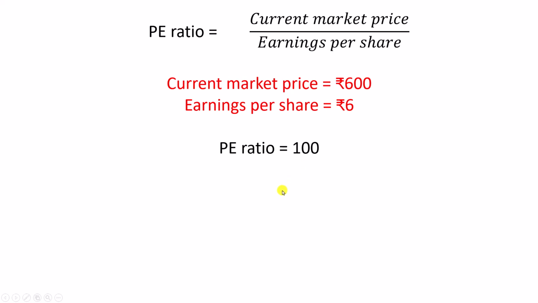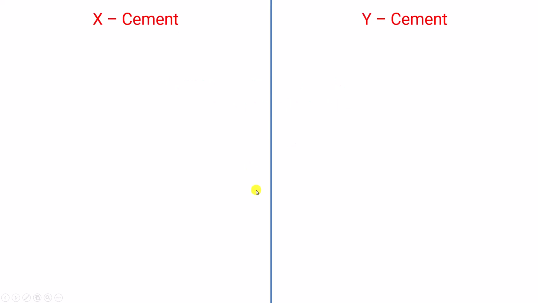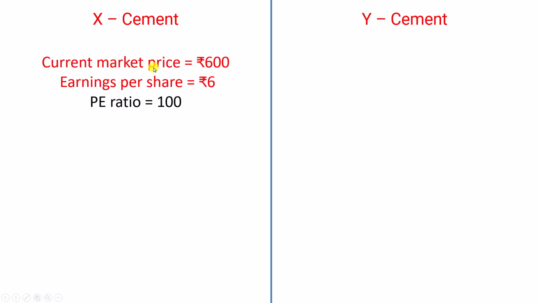Now, let us take a situation and try to understand PE ratio better. Let us say that we are comparing two companies, company X and company Y. And both companies are manufacturers of cement. Now let us say that the current market price of company X is 600 rupees and earnings per share is 6 rupees. So 600 by 6 gives you 100 and this would be the PE ratio of X company.